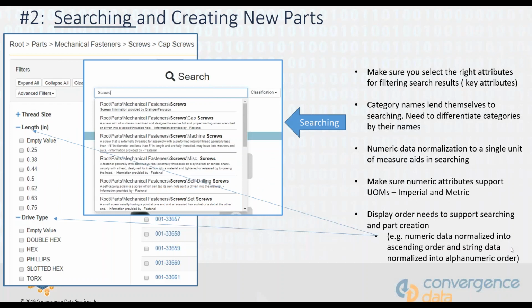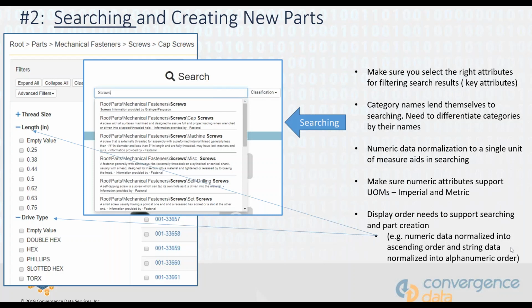So right here we've got thread size, length, and drive type, and this is for a cap screw. And you can start searching on thread size, then length, then drive type. Then most likely they're going to be very close to the exact fastener they're trying to find if you follow this correct order. Another way that they could look for these cap screws is by a category search.